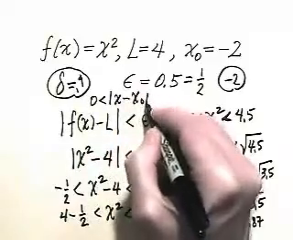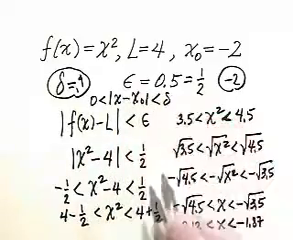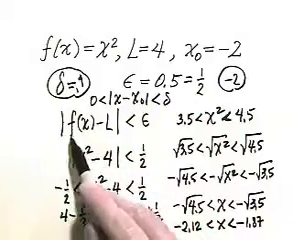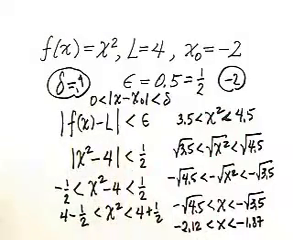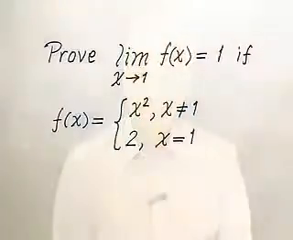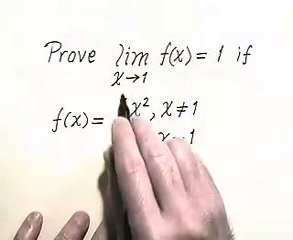Now let's look at a problem where we actually prove a limit. Here we want to prove the limit as x approaches 1 of f of x equal 1, if f of x equals x squared for x not equal to 1 and f of x equals 2 when x equals 1.